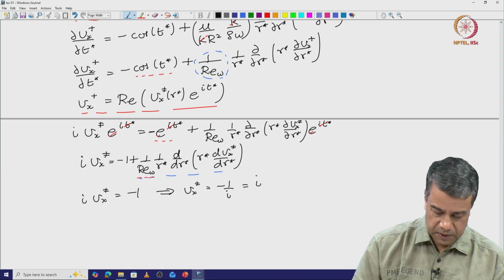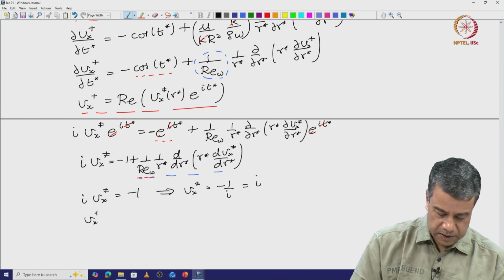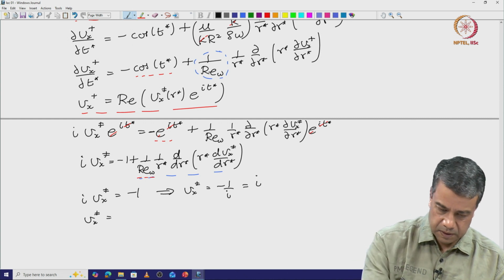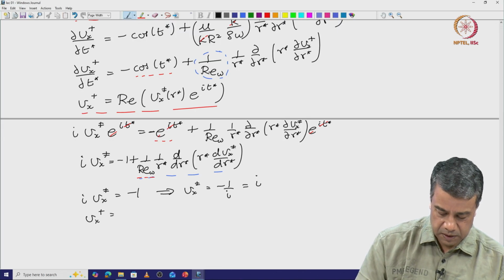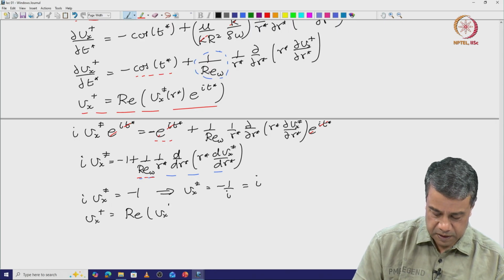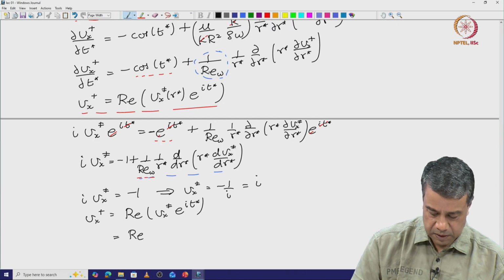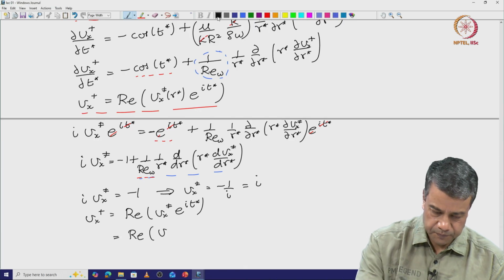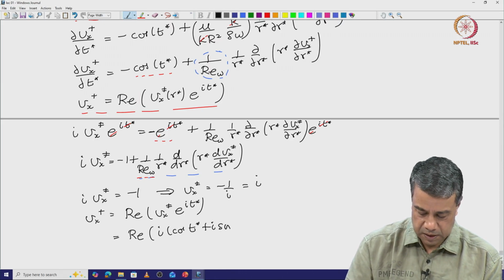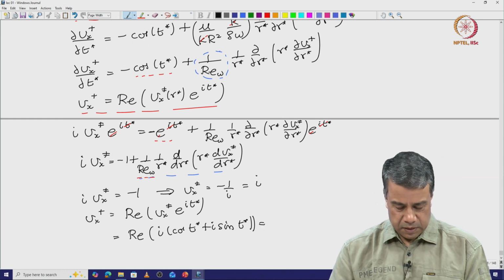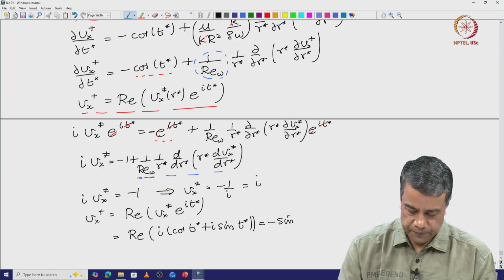Substitute this back into the equation. Vx dagger is equal to the real part of Vx double dagger e power i t, which is equal to the real part of i into cos t plus i sin t. This is just equal to minus sin t.